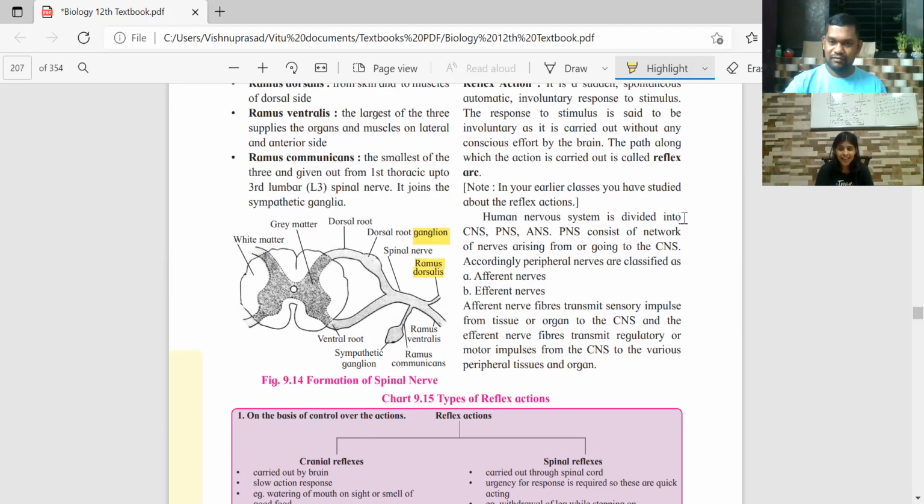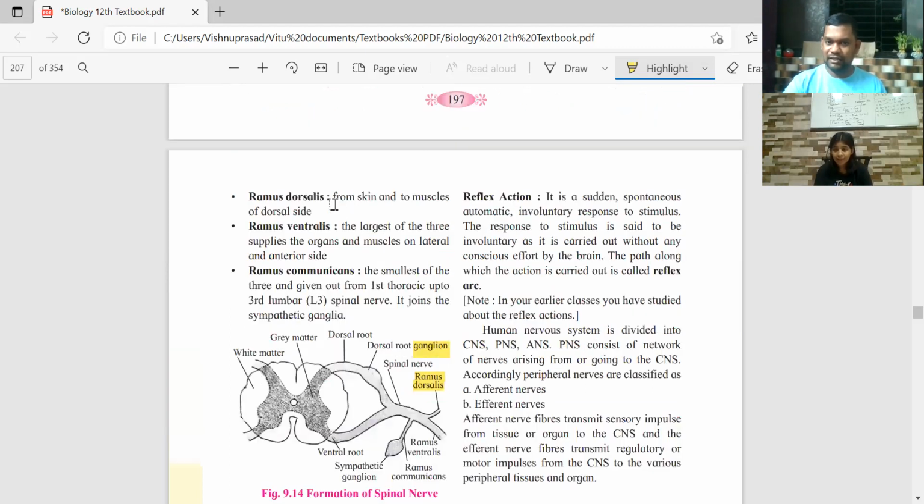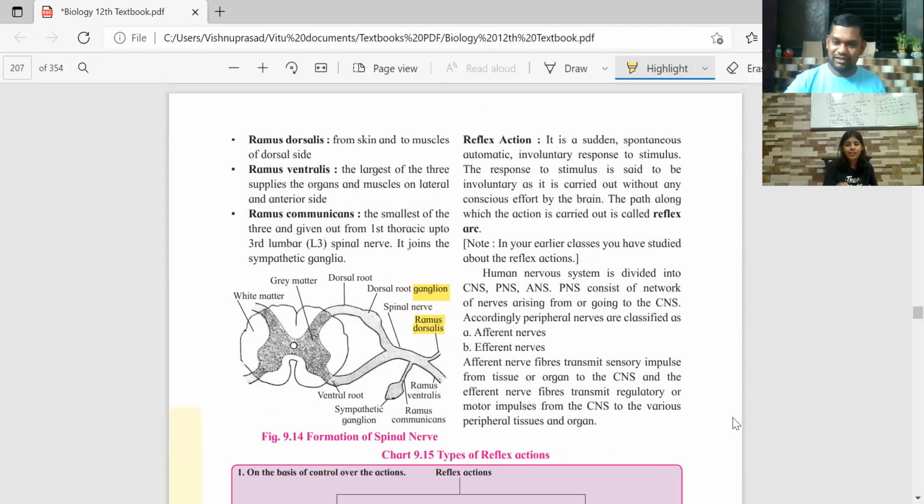Ramus dorsalis. Where does this go? From the skin and to the muscles of the dorsal side. Anywhere at the back. Suppose you get a pain on the skin, the stimulus comes through the ramus dorsalis into the spinal nerve.